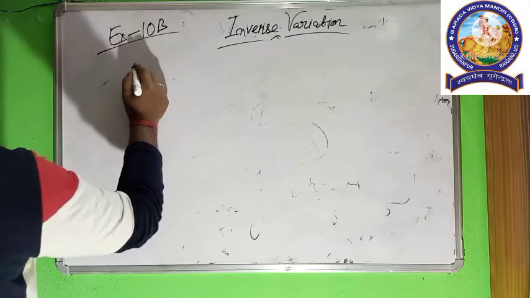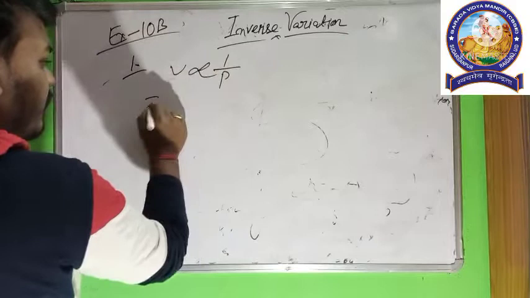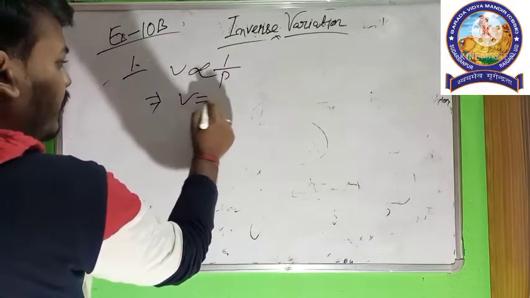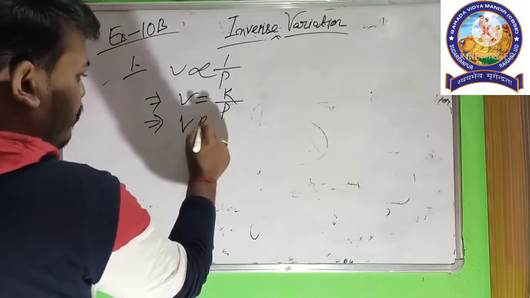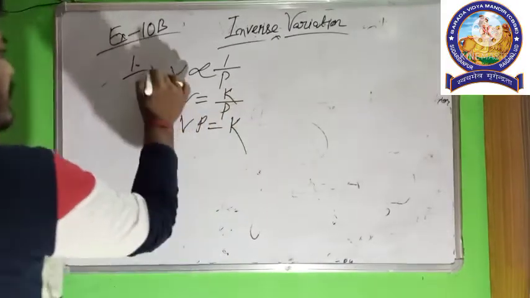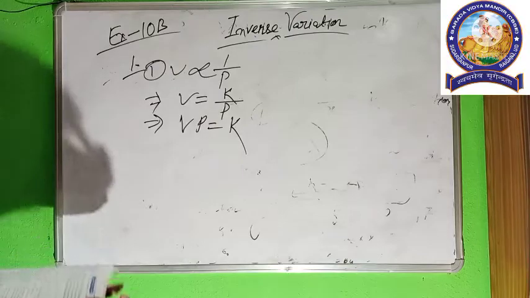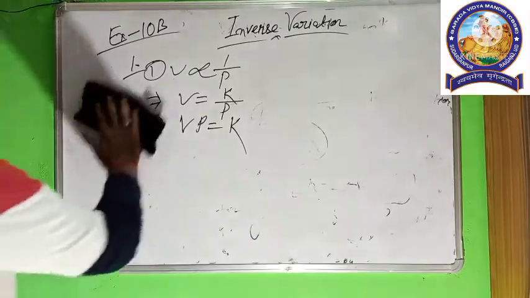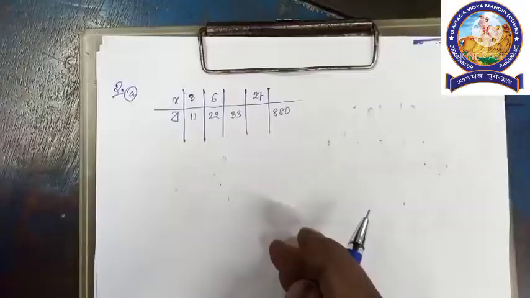So these are very easy. V is proportional to 1 by P, or V equals k by P, or VP equals k. Similarly, you can solve all these sums of question number 1, Roman 1, 2, 3, 4. Okay, so 1, 2, 3, 4, it is very easy. It is your task. Let's come to number two, also very easy.